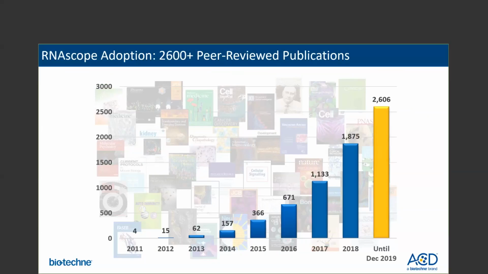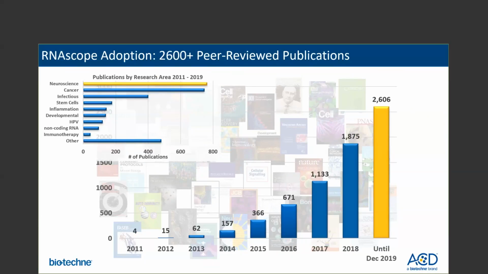The growth and adoption of RNAscope technology is best exemplified by the number of peer-reviewed publications. We had our first publication in 2011, and since then, there have been over 2,600 peer-reviewed papers published using the RNAscope technology in numerous journals, including many top-tier ones. And the technology is highly relevant across multiple fields of research, with over 40% of publications in cancer research, followed by neuroscience and infectious diseases.